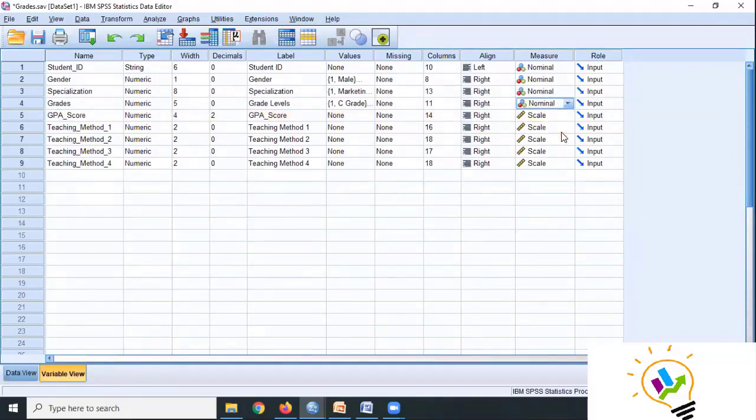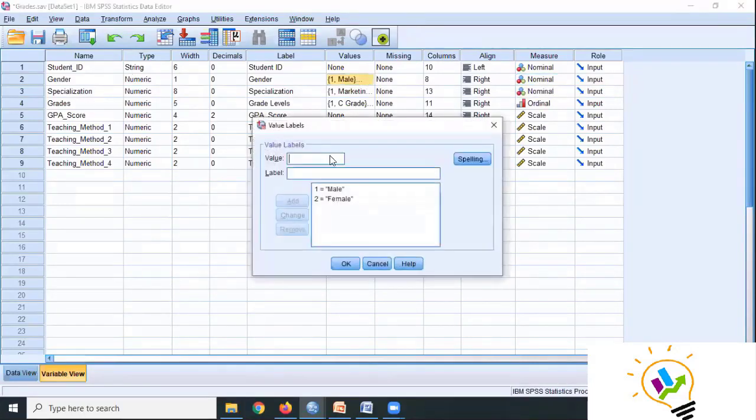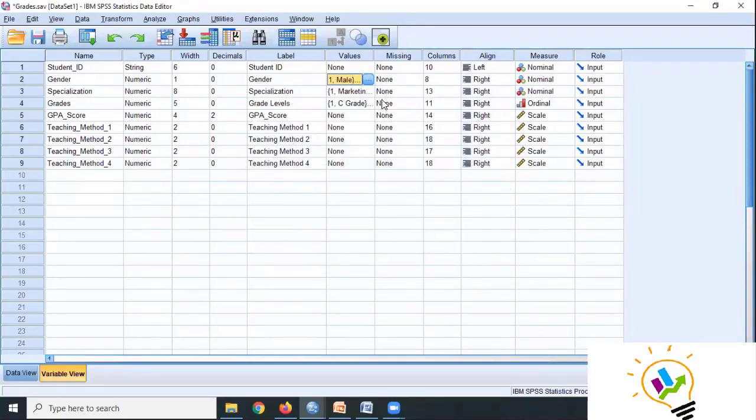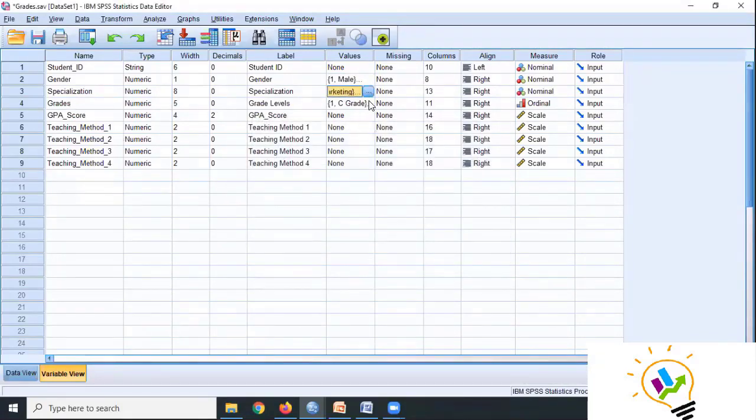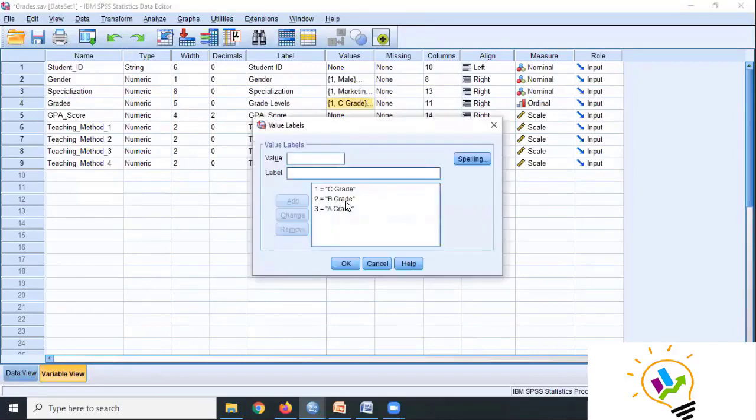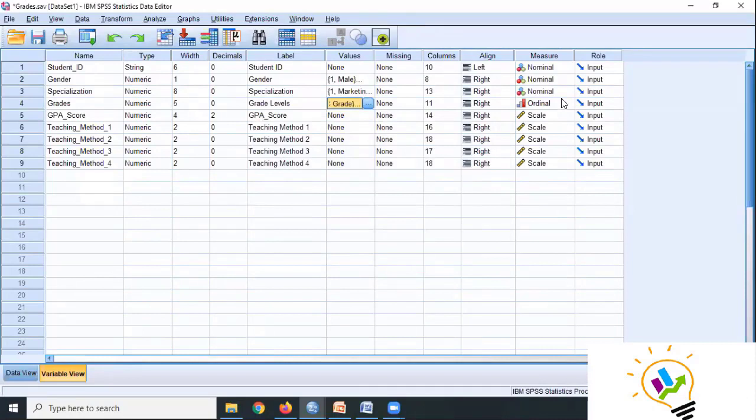And the third important type is called nominal data. If you see, gender is nominal data because we are talking about male and female. So male and female are nominal data. And specializations. Here students have 3 specializations: marketing, finance, and HR. This is nominal data. But when you're talking about grades, we have A grade, B grade, and C grade. This is ordinal data. And all other marks are scale data.